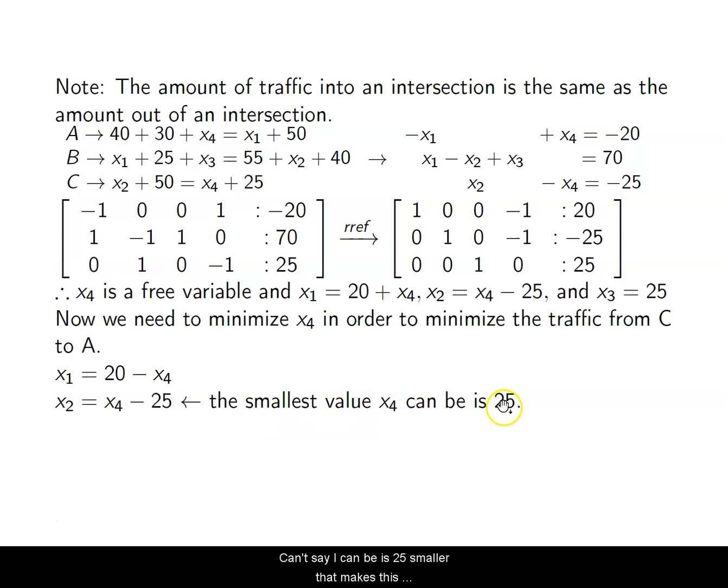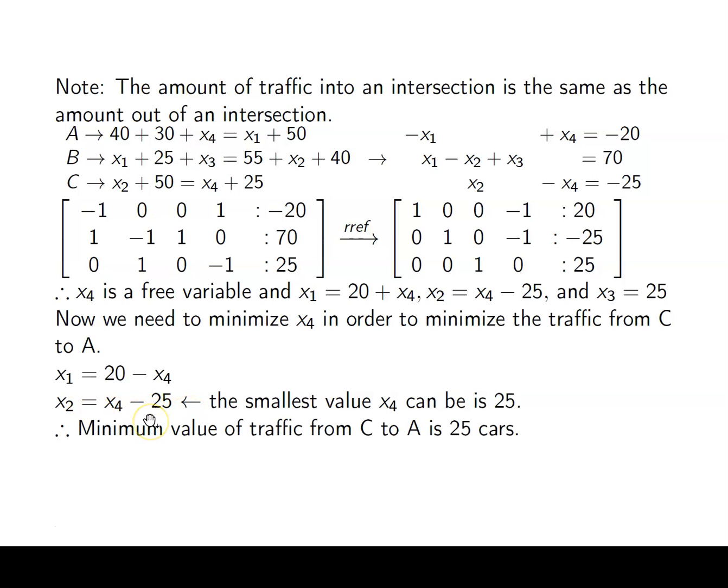Okay, so the smallest value I can be is 25, because if I'm any smaller, that makes this negative, and that's not okay. So therefore the minimum value of traffic from C to A is going to be 25 cars, right? So this is the minimizing equation. The other one, since it's positive, doesn't help me to get the minimum, right? Because if I did choose 0 here, I would have negative 25 cars, right? That's not going to work, right?